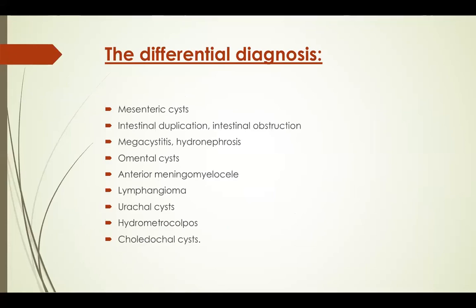Any abdominal or pelvic cyst, like mesenteric cyst, intestinal duplication or obstruction, hydronephrosis, omental cyst, lymphangioma, or cortical cyst, are all differential diagnoses for a neonatal or fetal cyst.